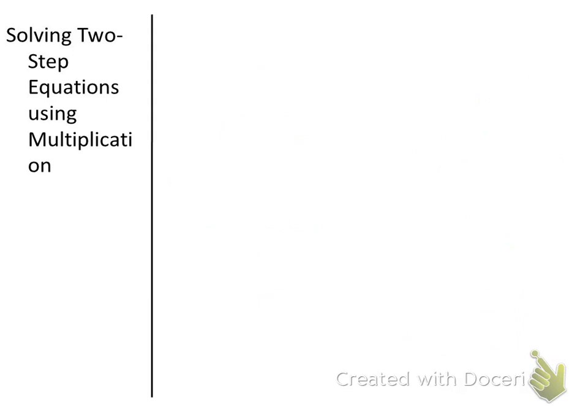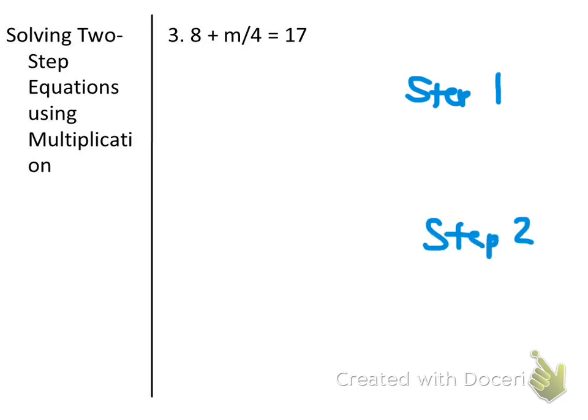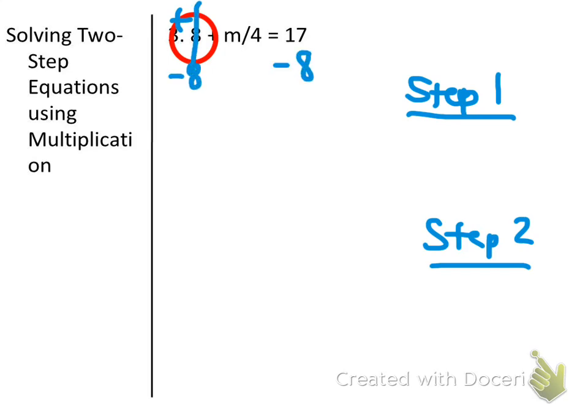Okay, for number 3, we're going to solve 8 plus m divided by 4 equals 17. So step 1, step 2, I have 2 steps because this is a 2-step equation. So my first step, I see that I have an 8 out here. Well, this 8, is it negative? No, it's positive. So we're going to act like this was a plus 8. So what's the opposite of adding 8? Subtracting 8. So I'm going to subtract 8 from this side, subtract 8 from this side.